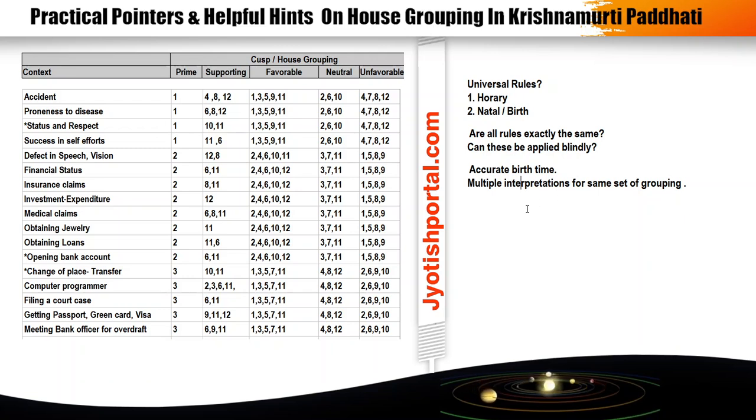But today in this session, I'm just going to focus on the horary aspect, and I'm going to share some helpful hints and practical pointers based on my own experience and observation, related to the horary side of the KP framework.